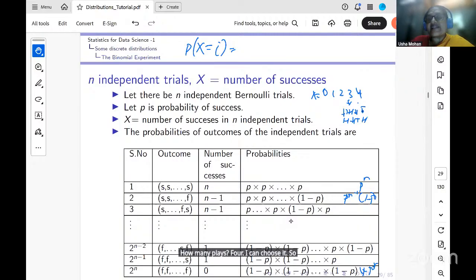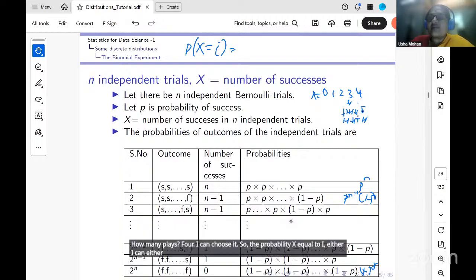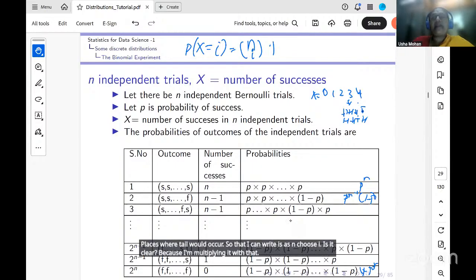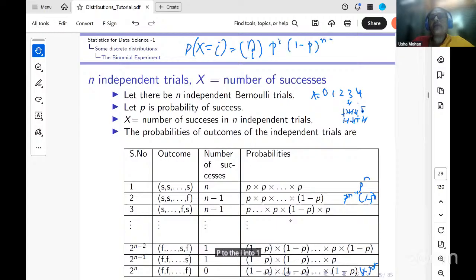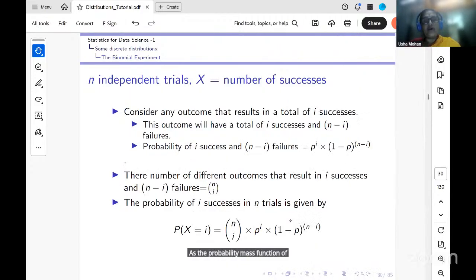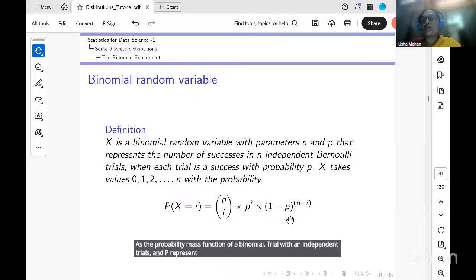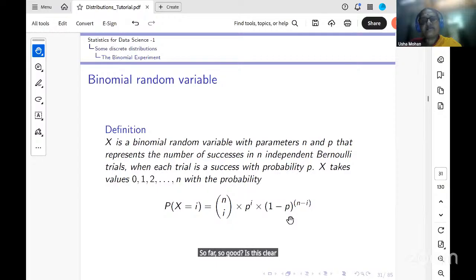So for the probability of X equal to i, I can either choose the places where heads would occur or where tails would occur. So that I can write as n choose i, multiplied by P to the i into 1 minus P to the n minus i, taking values 0, 1, 2 up to n. This is what is referred to as the probability mass function of a binomial distribution with n independent trials and P representing the probability of success. So far, so good. Is this clear?